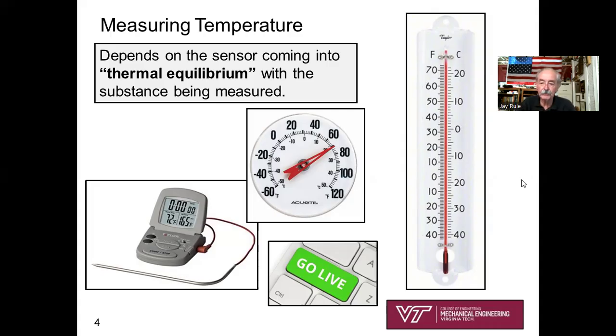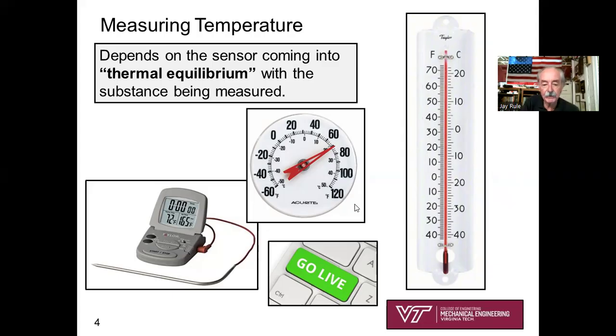Of course, the one on the right is this alcohol in a glass tube. It's a sealed glass tube, and you know how it works, don't you? The hotter it gets, this bulb of red alcohol is going to tend to expand. So as the temperature goes up in the room, the alcohol expands, and that shoves the liquid level up into the tube. And that gives you your reading for temperature.